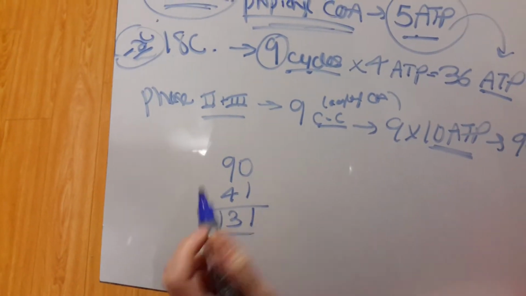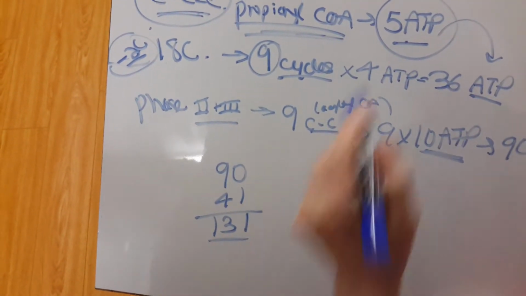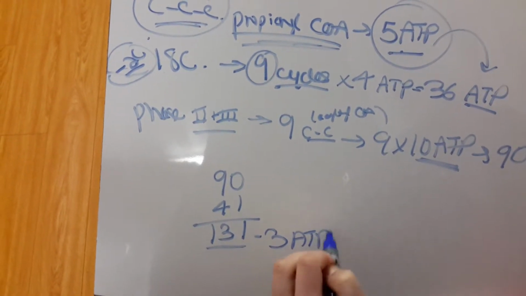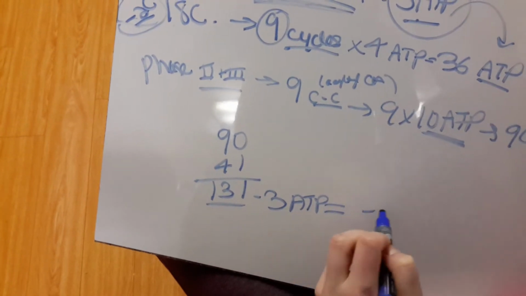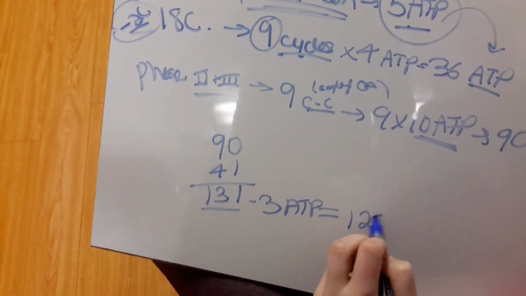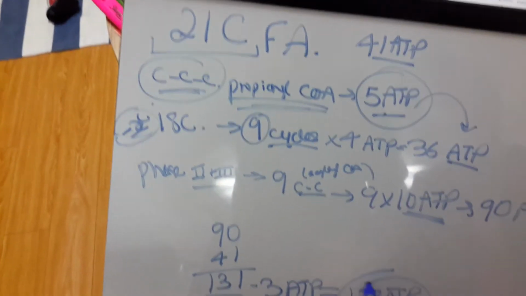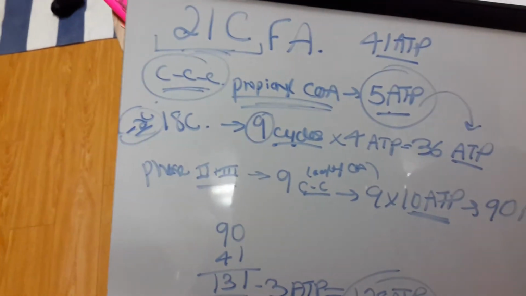But again, this also uses energy. So not only are we making energy, this uses energy. So we have to minus 3 ATP every single time because we're using energy. So it comes down to 128 ATP per molecule every single time that this is being used.